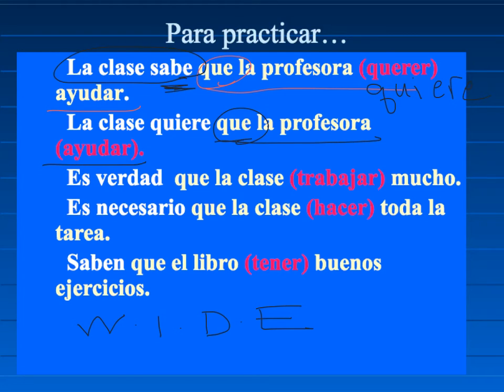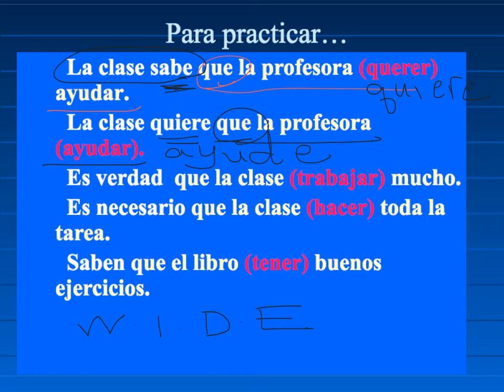And now I look at the first clause to see if there's an expression of wishing or wanting, impersonal expression, doubt, disbelief, denial, or emotion. The class wants. If the class wants the teacher to do something, then yes, I'm going to use subjunctive, because wishing or wanting that someone else do something requires subjunctive in the second clause. So ayudar would be conjugated ayude. Again, I'm doing this with the opposite vowel added to the yo form.